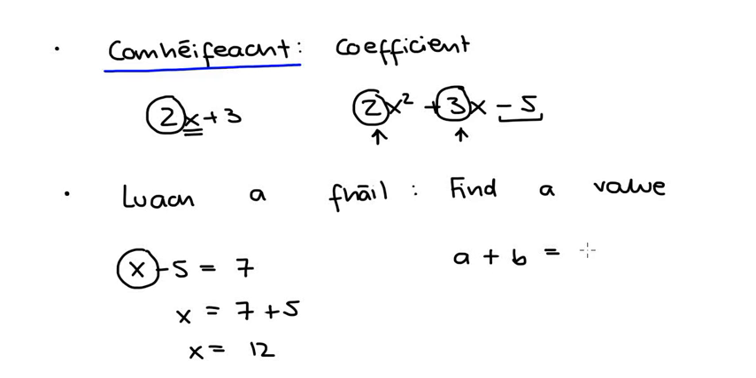Another example, we have two variables, a and b. We're told that a is equal to 5 and we need to find b. So we need to find the value of b. So we substitute in our 5. 5 plus b is equal to 10. b is equal to 10 minus 5. So b is equal to 5.